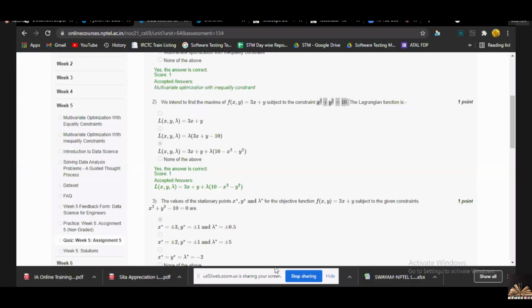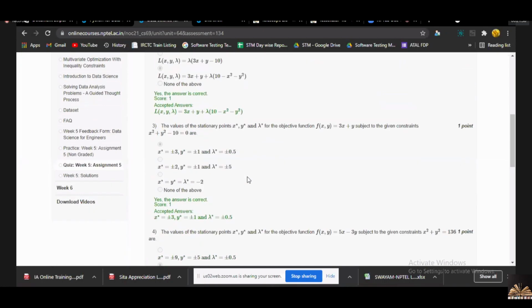With respect to the given constraint. So this is the correct option, because the others are not in the right form. This is also not the correct one, and this is the correct one, because f of x comma y plus lambda into c minus g of x comma y is how we represent the Lagrangian function. So that's why this option is correct.